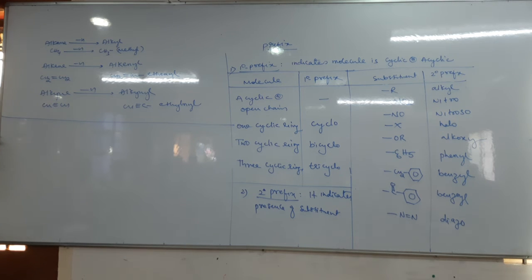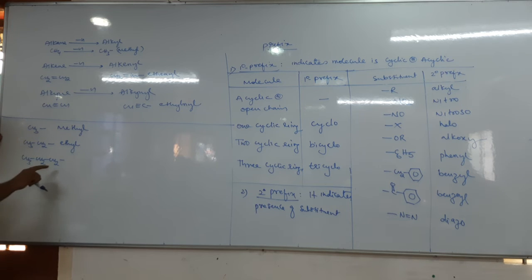Tell me, the simple one is CH3. What is this? Take down fast. Methyl. If it is CH3, CH2, ethyl. If it is CH3, CH2, CH2, if there are three or more carbons, we use n-iso-neo for the common name. N-iso-neo. Numbering for the IUPAC name.